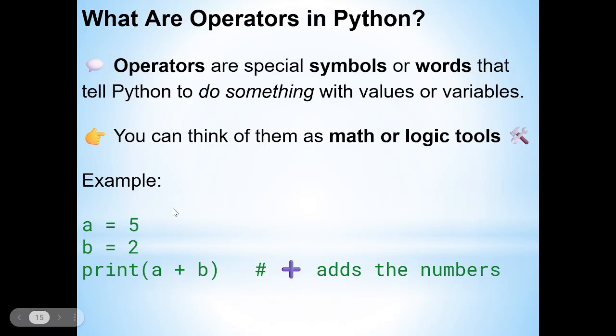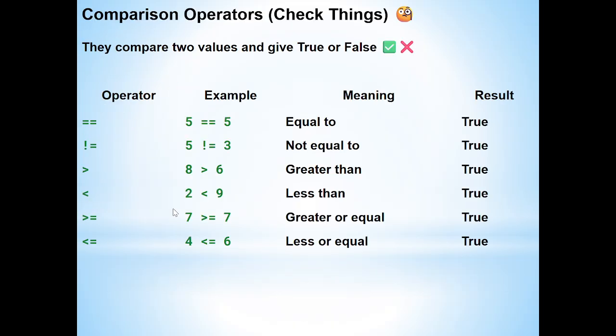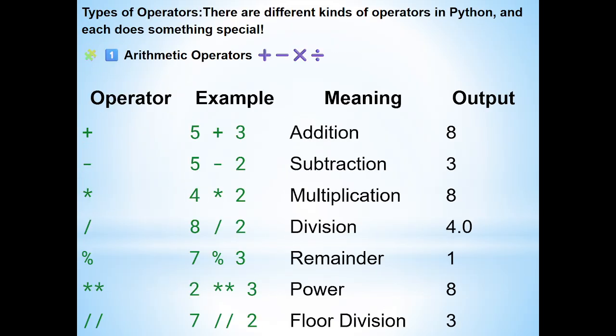Then we learn about operators. In operators we have arithmetic operators, different kinds of operators. In arithmetic operators we can do all the calculations a normal calculator does, like addition, subtraction, multiplication, division. Aisha, can you tell me what this percentage will do? It will give us the remainder. The double star will do the power. Why do we use this double slash, ma'am? Floor division. It won't give any decimals, it will give only whole numbers.